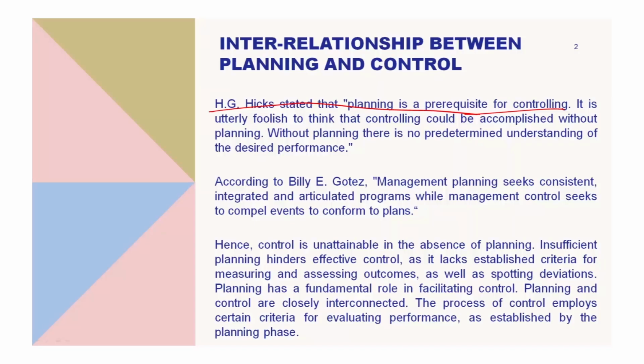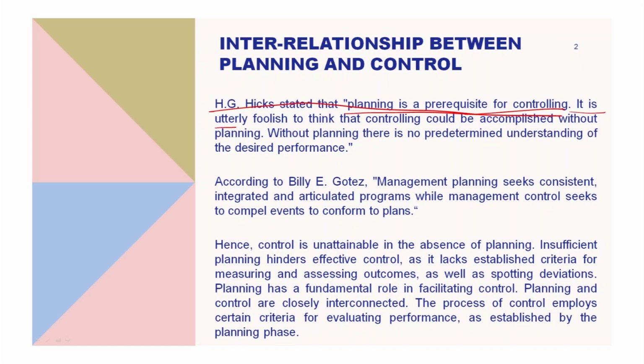If you are controlling the activities of different employees, without the activities being planned, there is no meaning. Controlling is a process of standardization of activity, and where will the standardization be done? It will be done at the very first stage, the planning activity, where the objectives of the organization are framed. So planning sets the stage for controlling, and if there is no planning, there is no controlling. That is why Hicks stated that planning is a prerequisite for controlling.